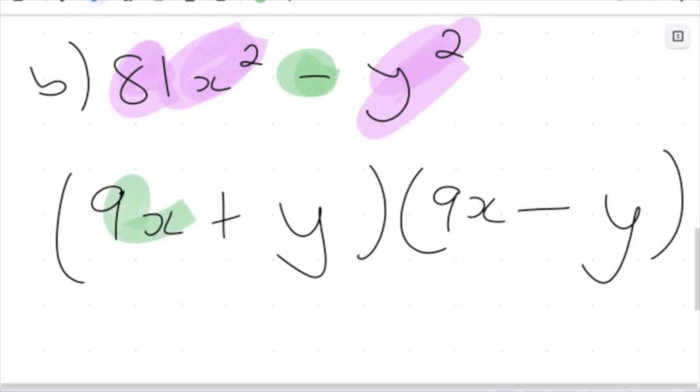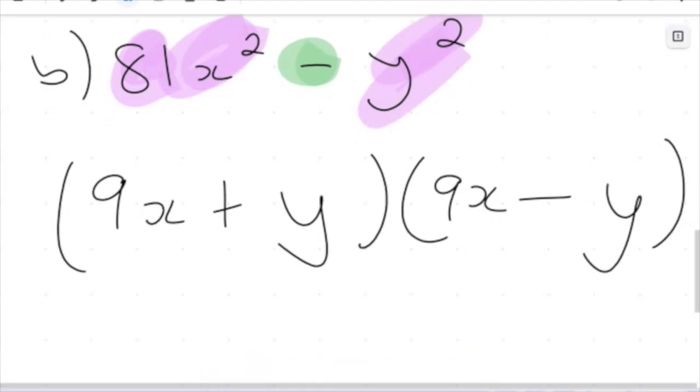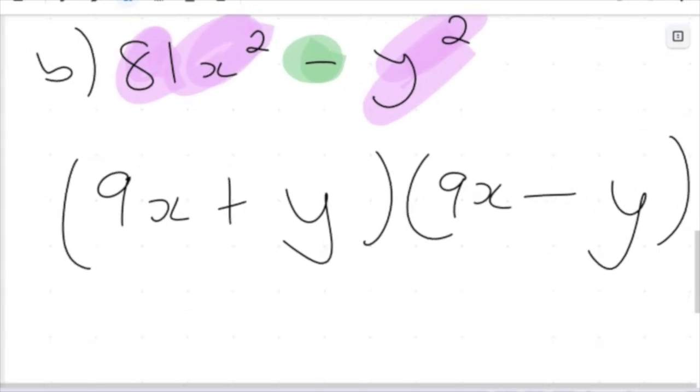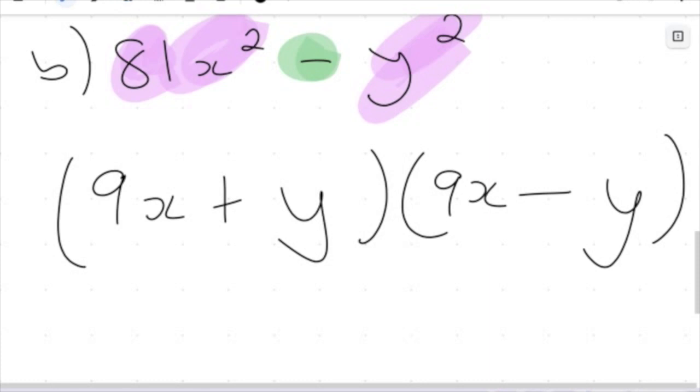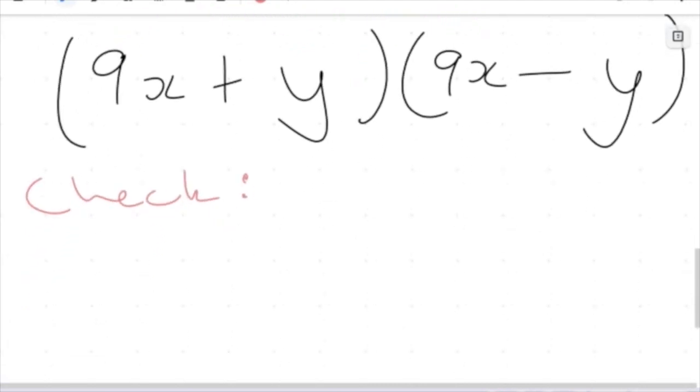Because multiplying this and this, the two 9s are going to give me 81, and the two x's are going to give me x squared. So altogether, we're going to have 81x squared when we multiply these two 9x's, and y squared when we multiply the y's. Now let's just double check again, and I'm going to do this for all of the examples, just so you can see that this isn't just coincidence. This happens every time.